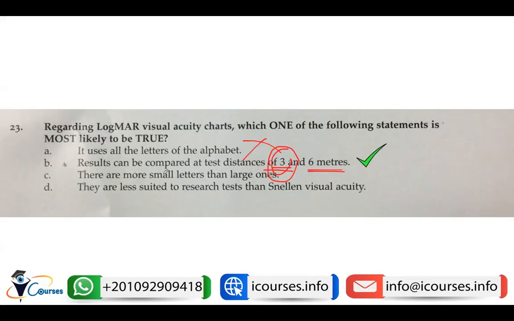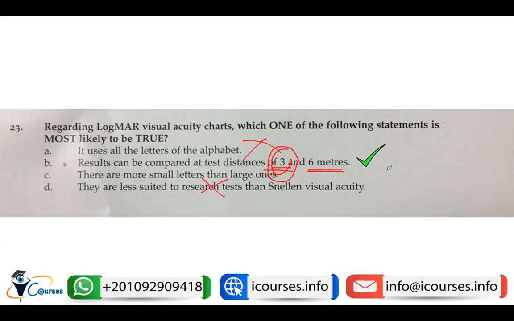There are no smaller letters than the larger ones. The sizes of the letters are proportionate to each other and proportionate to the lines that they are situated in, and the spacing between the letters is also proportionate to the line that they are presented in. They are more suitable for research than the Snellen.